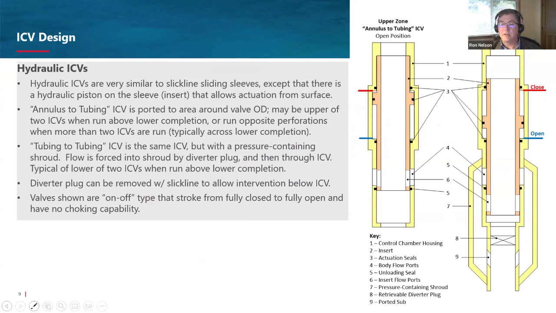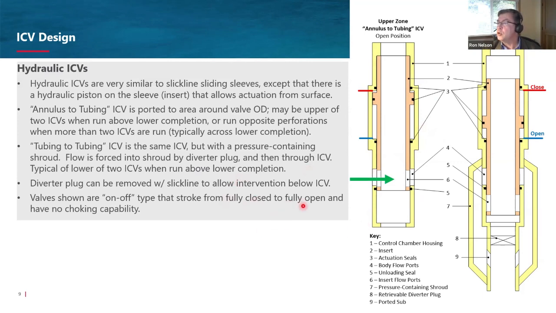There are two basic constructions. One is the annulus to tubing ICV, which, as the name implies, flows from the annulus into the inside of the valve. Again, the vast majority of valves are of this construction. This would be the upper of the two zones that we were just looking at in one of the previous drawings. Or if you were to run these across a lower completion, as I think you folks are looking to do, because I think you want to run more than two ICVs, they'll generally be of this construction.